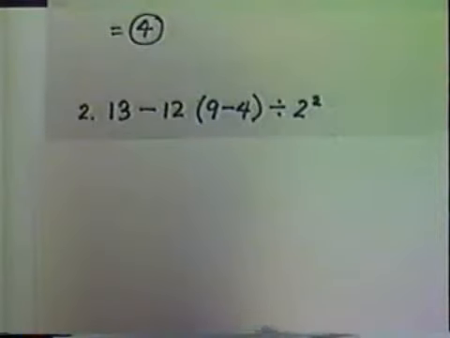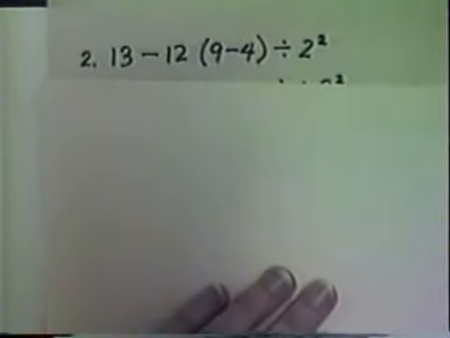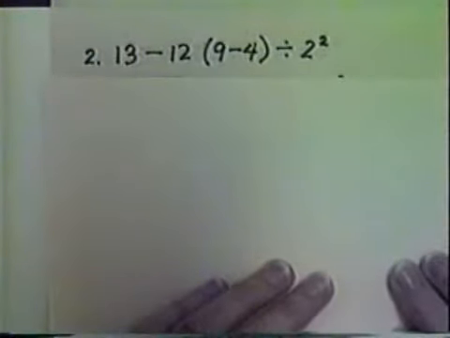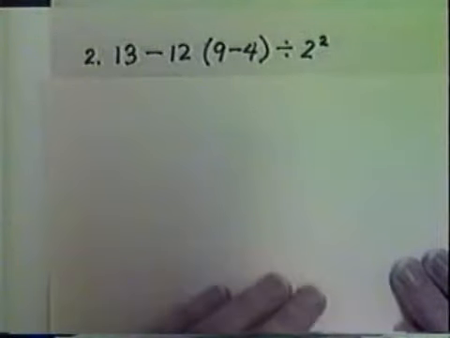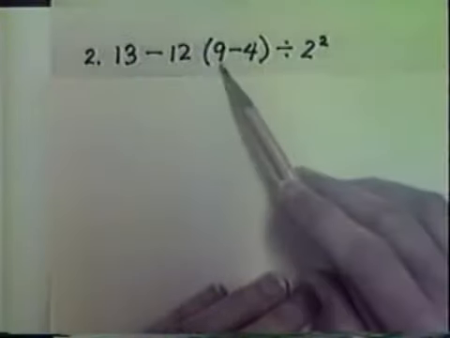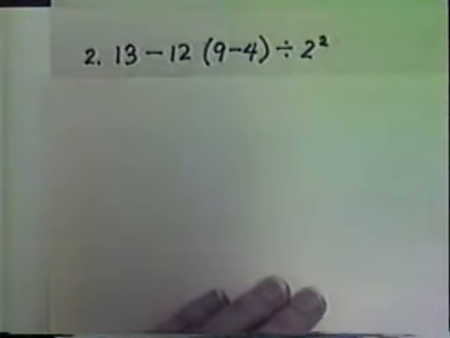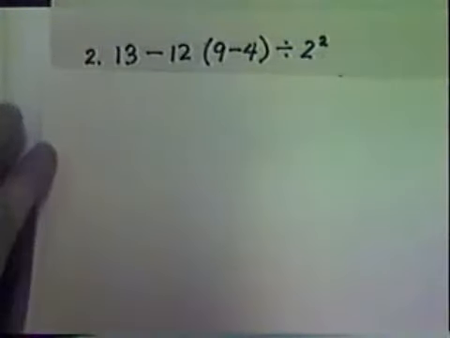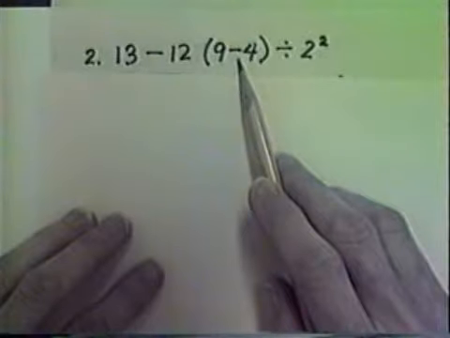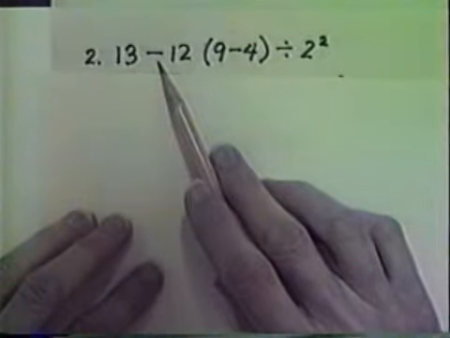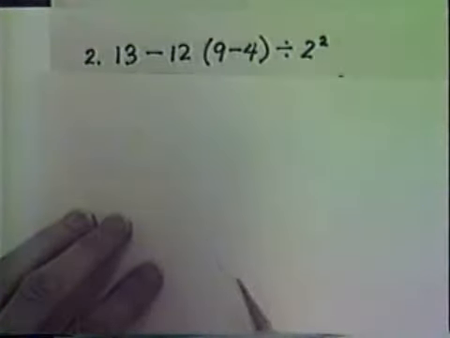Next example, this is a bit longer. 13 subtract 12 times, in parentheses, 9 subtract 4, divided by 2 to the second power. Where do we begin? Well, we must begin inside the parentheses. We have 9 subtract 4, and 9 subtract 4 has to be done before we do any of the other procedures. We have subtraction here in 2 places. It would be wise for us to make the subtraction change to add the opposite, so we'll be ready to use the subtractions as they occur.